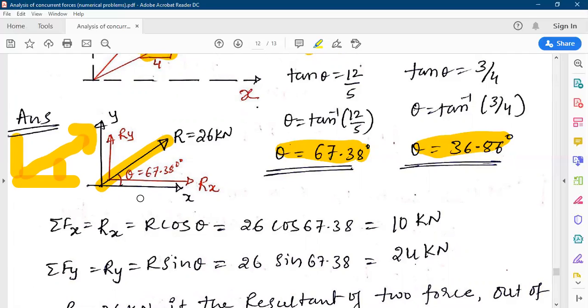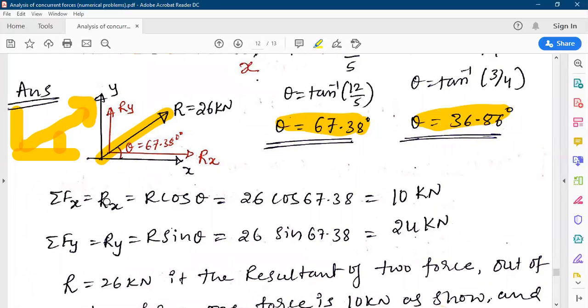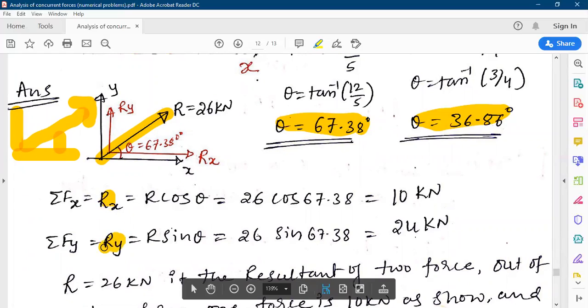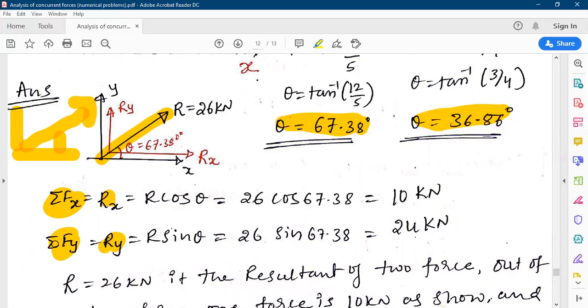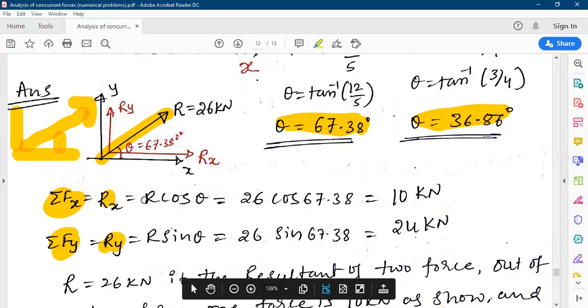At that time we can resolve the resultant force into its x component and y component, that is Rx and Ry, which is equal to sigma Fx and sigma Fy. So that was the first case in the previous problems, where the resultant has inclination theta. We can resolve the resultant force into its x component and its y component, where the x component is R cos theta and the y component is R multiplied by sin theta.